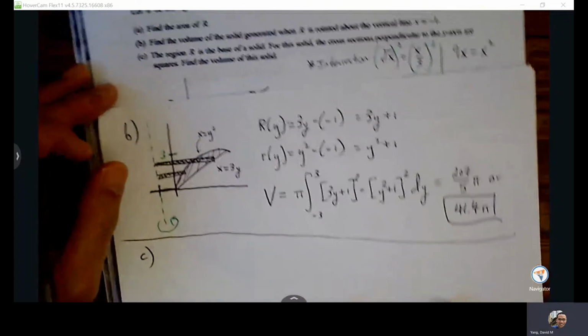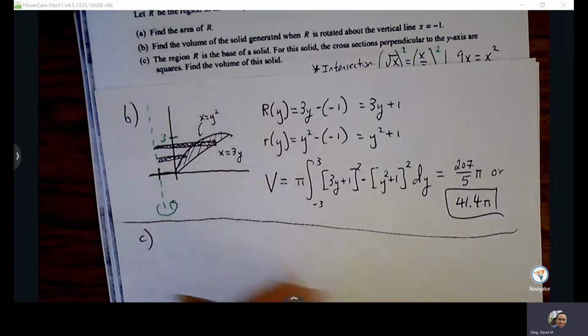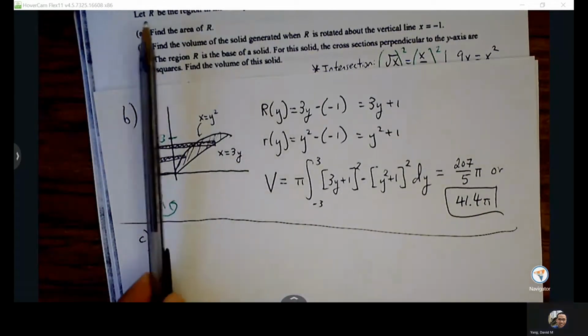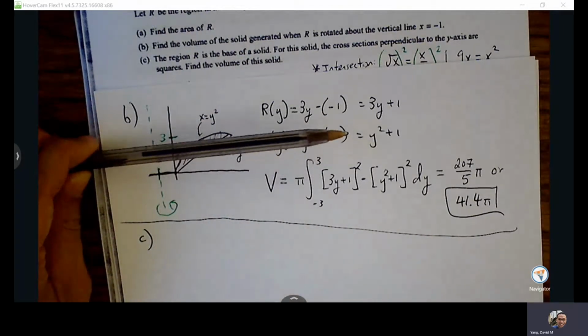Okay, part C, region R is the base of a solid. For the solid, cross sections are perpendicular to the y-axis. So here's the y-axis, perpendicular. That's going to be horizontal. We want to build squares.